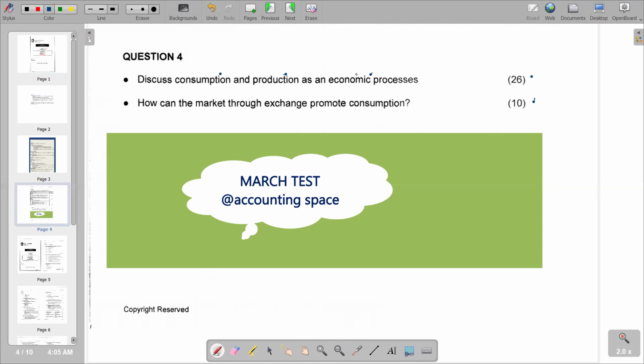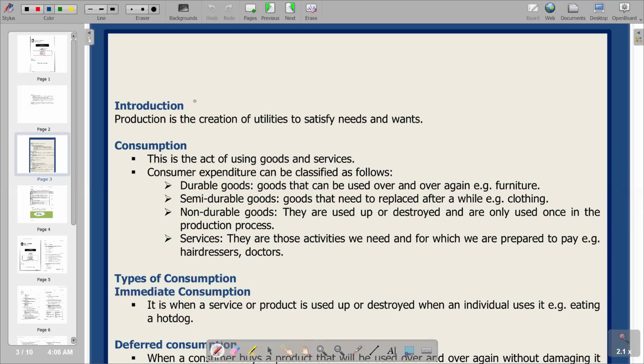But we have a brief definition of production that we just need to go through in our introduction. It reads: production is the creation of utilities to satisfy needs and wants. So that's the description that we have of production.